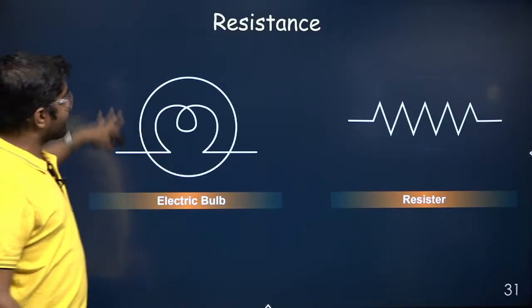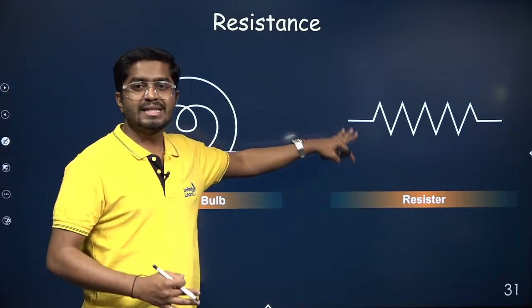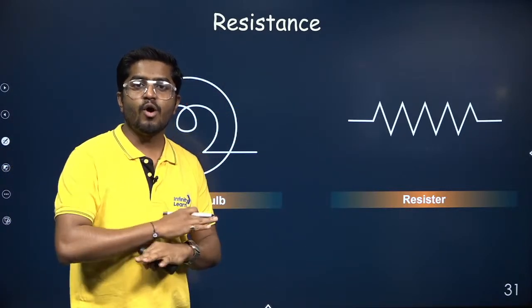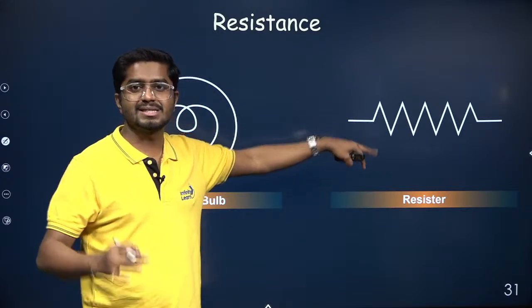Now there is a symbol of an electric bulb, like a heart shape, very beautiful one, and a resistor. This is a general symbol for all the electrical devices. You can just use this symbol for the resistance or resistor.